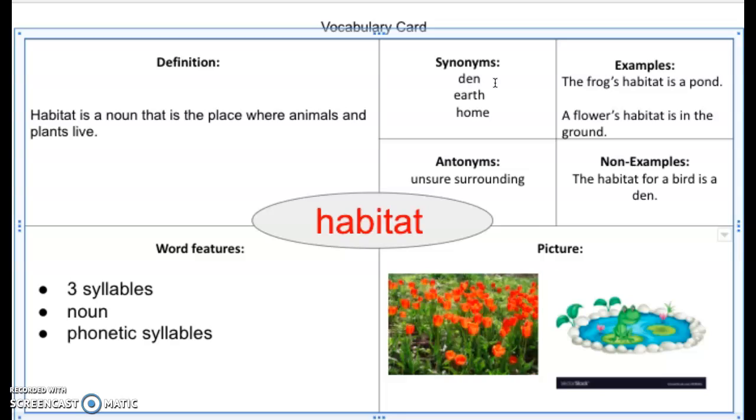So friends, we will talk about habitat more tomorrow. This is just our introduction of our new word. So go to our Seesaw activity and find out what you're going to do with our word habitat.